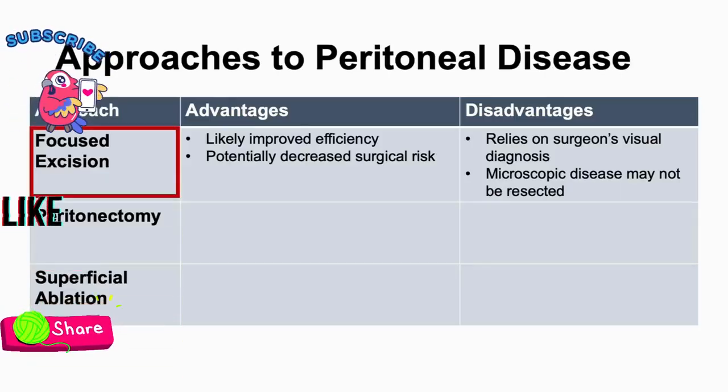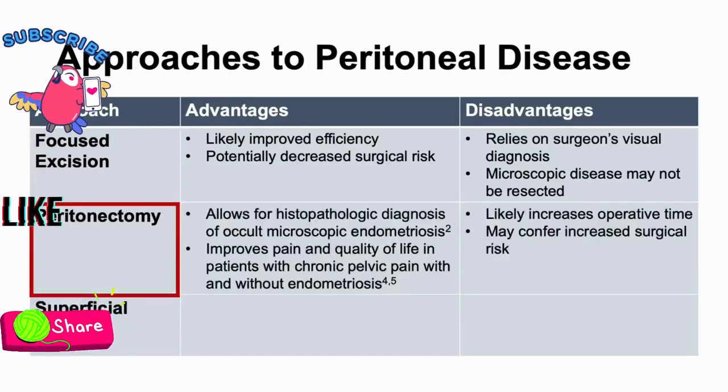Focused excision of visualized disease may be more efficient and confer decreased surgical risk as fewer structures must be dissected. However, it relies on a surgeon's visual diagnosis, and microscopic disease may be left behind. Peritonectomy allows for histopathologic diagnosis of occult microscopic endometriosis. It has also been demonstrated to improve pain and quality of life in patients with chronic pelvic pain with and without surgical evidence of endometriosis. However, it may confer increased surgical risk and prolong operative time.